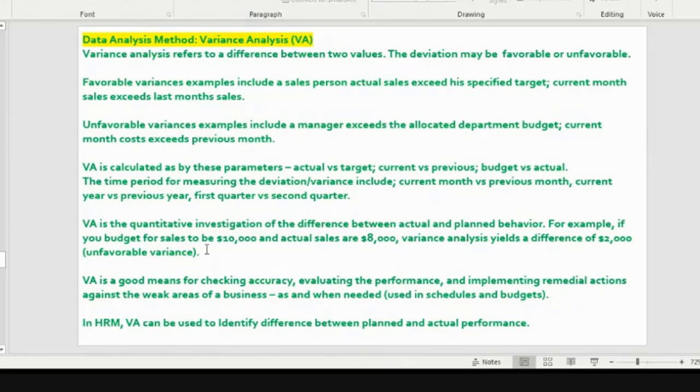Variance analysis is also a good means for checking accuracy, evaluating the performance, and implementing remedial actions against the weak areas of a business. It's used commonly in schedules and budgets. What did we budget? What did we actually sell? What did we actually spend? What was the difference? Now, in human resource management, variance analysis can be used to identify the difference between planned performance and actual performance.